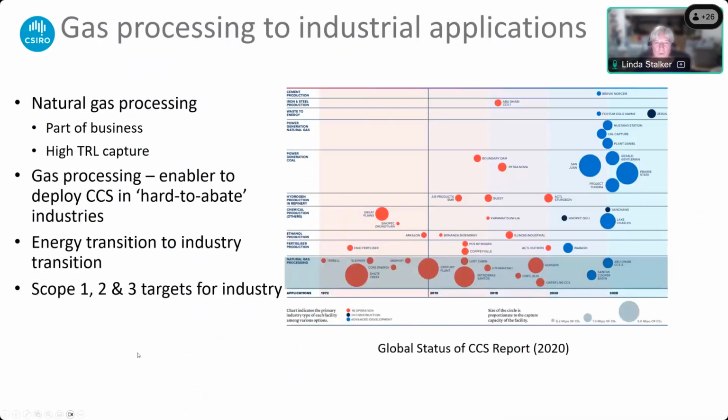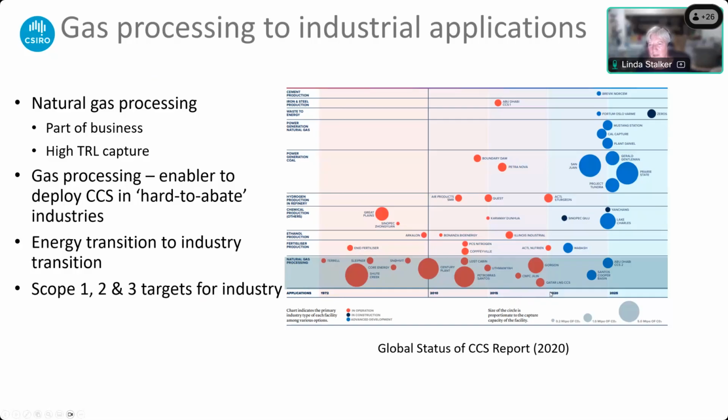What we have seen over the last few years is an increase in the variety of sources of CO2 that might be used for injection. This is a schematic from the Global CCS Institute's annual status report from 2020, and I've highlighted the natural gas processing row because it's the earliest piece of work, and it's the largest amount of CO2 relative to any of the other activities.